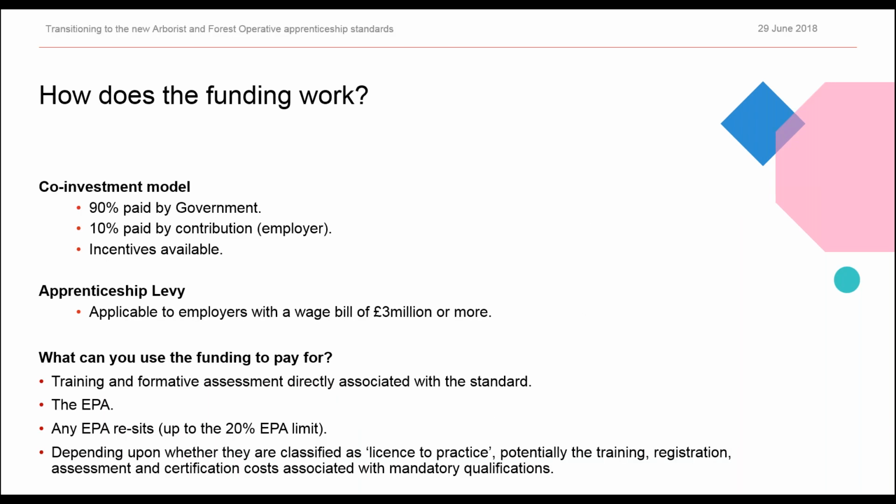Now, unfortunately today we do not have sufficient time to go into funding in any great depth, but this may be something we offer at a later date. You're probably familiar with the actual funding models. There's a co-investment model where 90% is paid for by the government, with usually a 10% contribution from the employer with some incentives available, or for those larger employers they will have access to their apprenticeship levy where they've got a wage bill of 3 million or more.